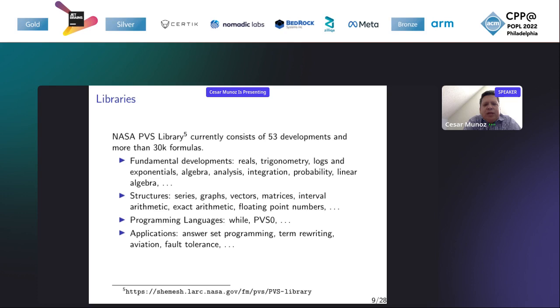But we also have more structures, for example, the series, graphs, vectors, matrices, interval arithmetic, some libraries for reasoning on programming languages like while, the small while programming language, and lately PVS0. I'm going to talk about PVS0 a little bit more in this talk, and some applications like term rewriting and applications to aviation and fault tolerance. There are more specific applications.